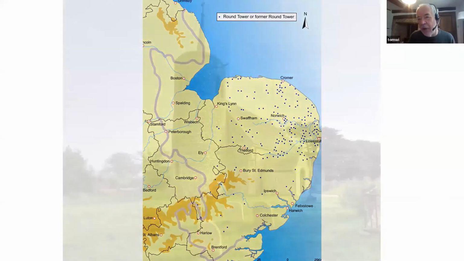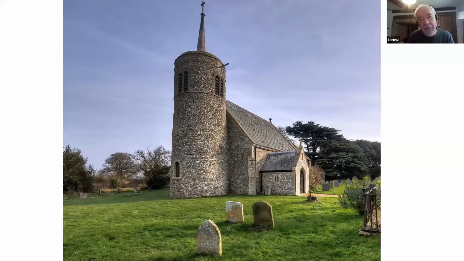Stephen Hayward long ago pointed out also that they are a feature of parts of Schleswig-Holstein, North Germany. So again, we have that complicated decision we have to make. How far is this to do with cultural contacts? How far to do with basic building materials?